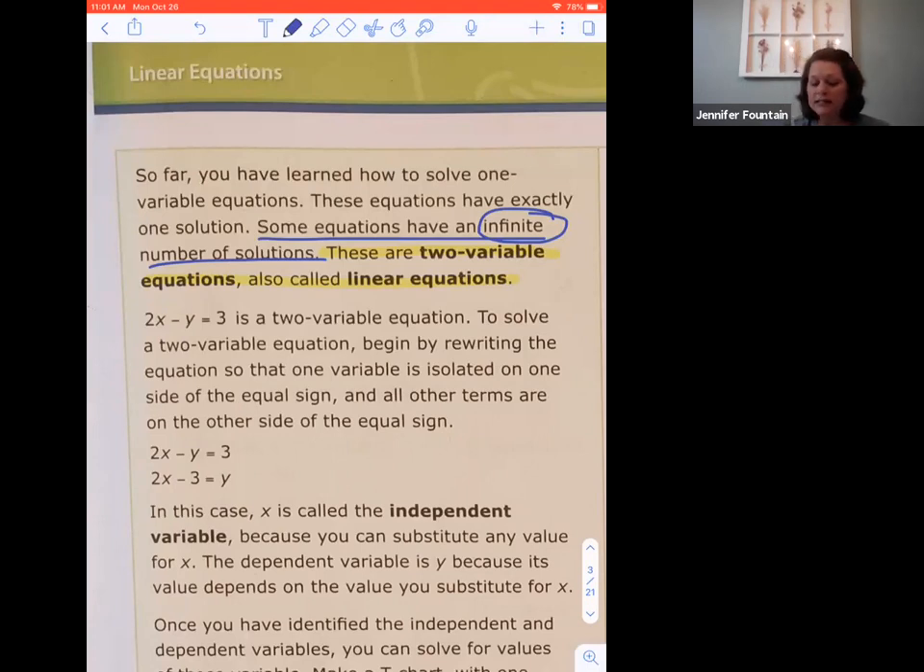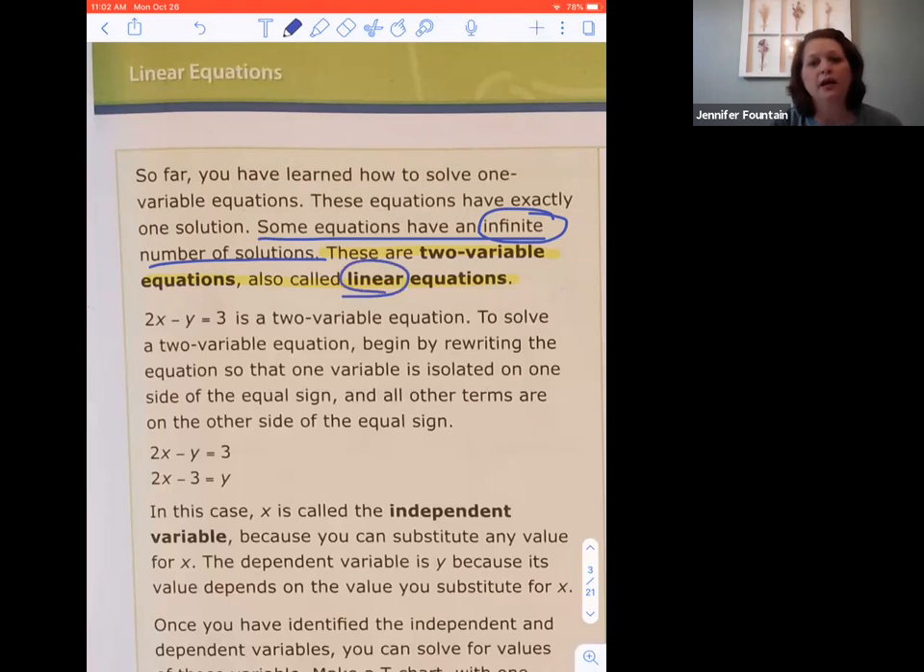Okay, so when it says that it's an infinite number of solutions, there is no way you could possibly write down all of the possible answers for a two variable equation. One variable, I can handle that. I can write down one answer. But if I have an infinite number, you can't possibly write down all the solutions. And that's why we have to use a line.